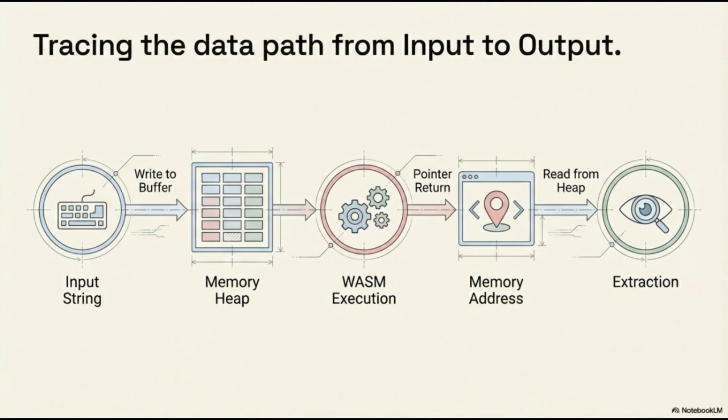It begins with the input string, which represents the raw data provided to the system. To bridge the gap between the host environment and WebAssembly, this data is written into a buffer within the memory heap. Once the information is securely stored in linear memory, WASM execution commences, where the module performs its defined logic on the input. Upon completion, the module does not return the actual result directly. Instead, it provides a pointer return, which points to a specific memory address in the heap. In the final stage, the host environment reads from this location to perform data extraction, transforming the memory-stored result back into a usable output format.